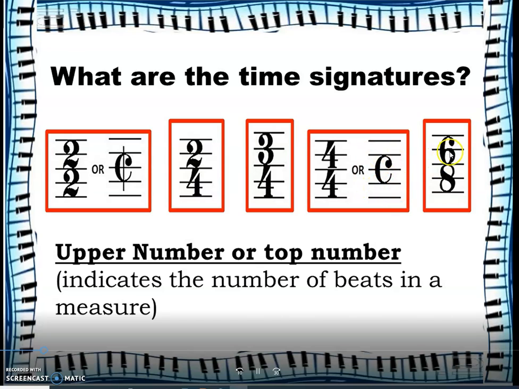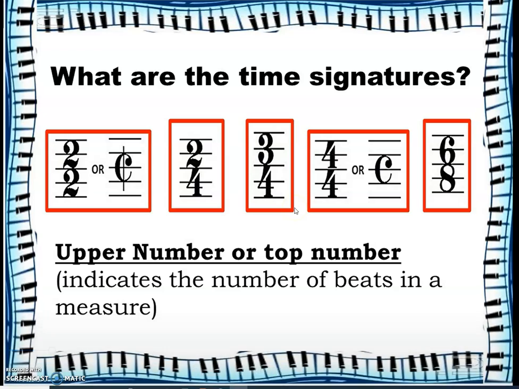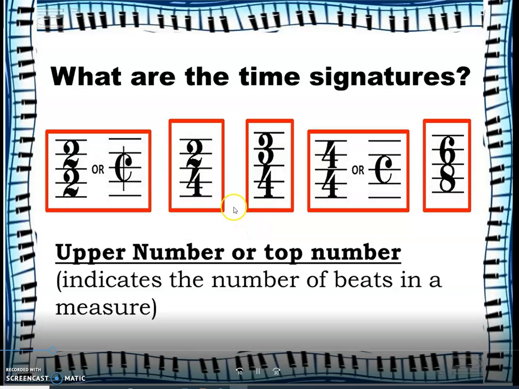And the last time signature is the 6-8. It is very wrong when you say that it is 2 over 4 or 3 over 4 or 4 over 4 because it is not a fraction. It is a time signature, so it is called 2-4, 3-4, 4-4, 2-2, 6-8. So those are the time signatures.